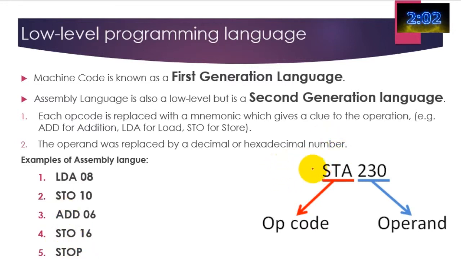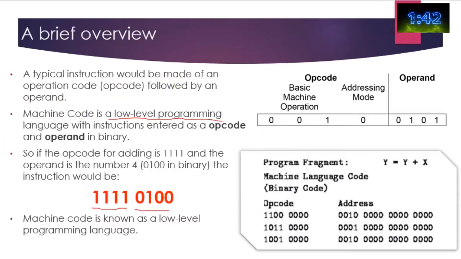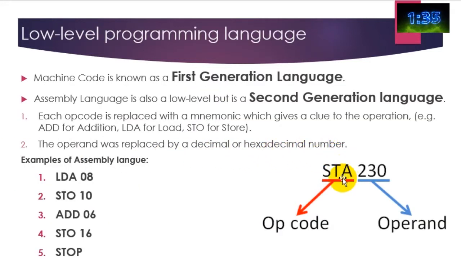So if we break this down again, let's have a quick look. We've got the actual operand on this side, which is 230, and the opcode on this side. So the STA, whatever that stands for, that could be store in register A the value 230. That's a lot easier to understand than a first generation language like this one here, where you'd have to know what the code 1111 does. Whereas here you kind of get the idea by just looking at it.